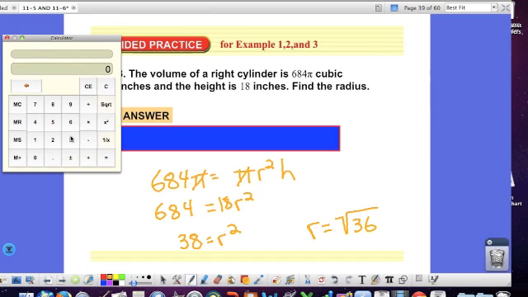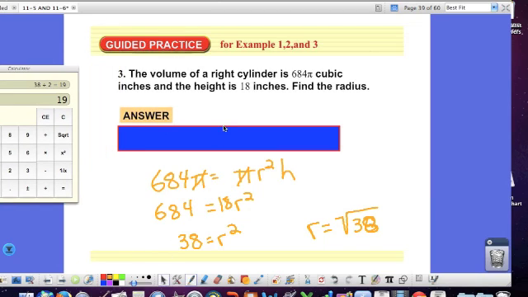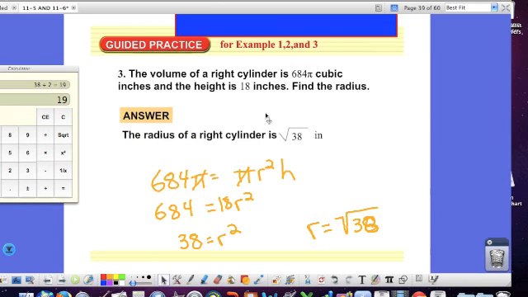So the radius is the square root of 38. I wrote 36, but I should have written 38. If I'm just checking my simplest radical form, 38 divided by 2 is 19, so it should be radical 38.